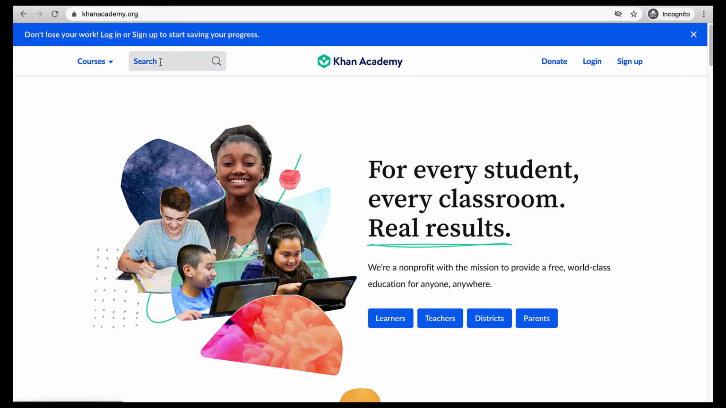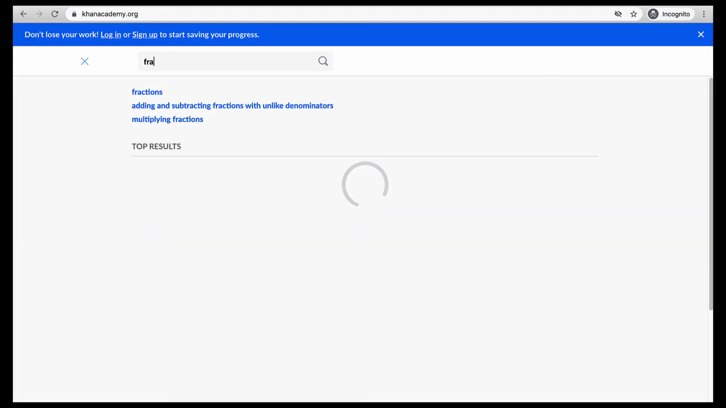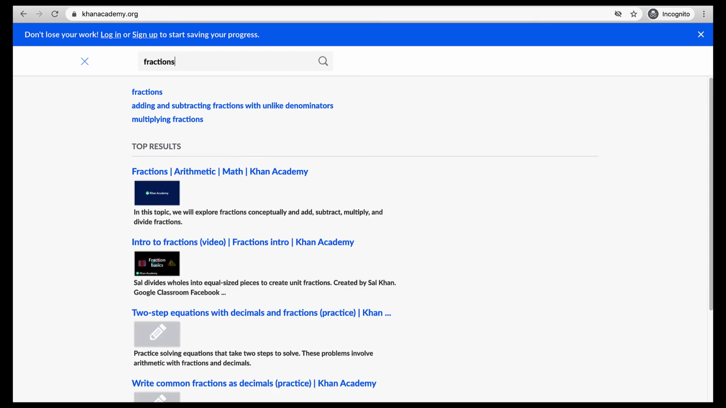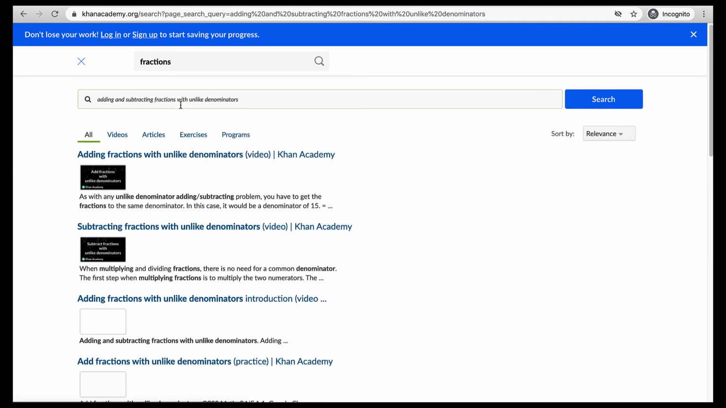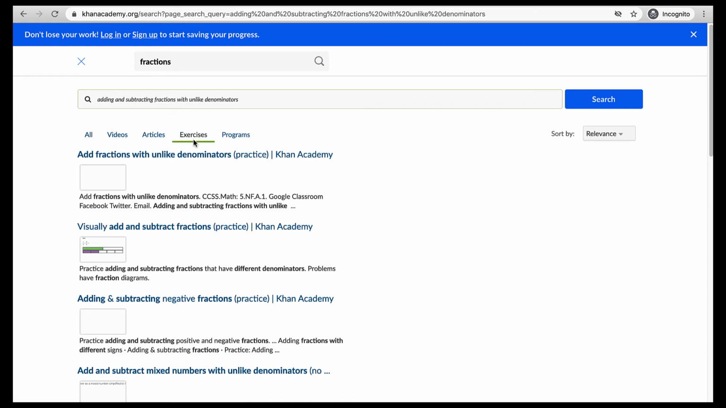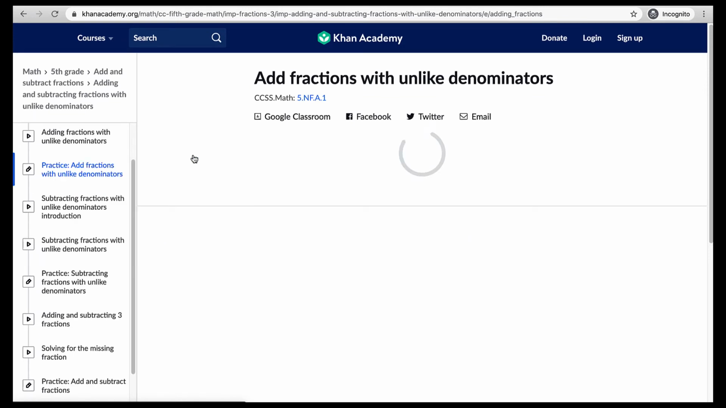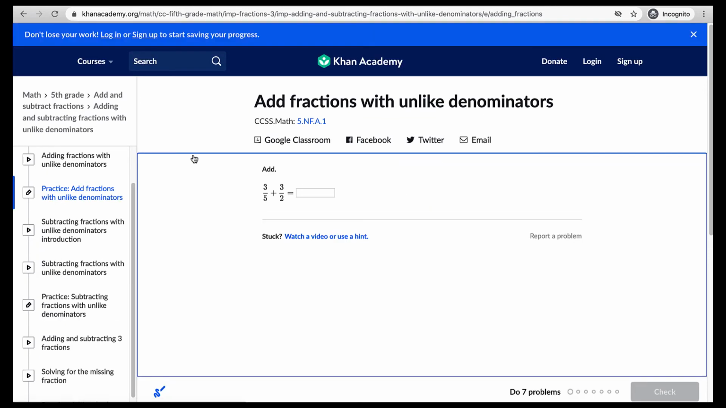At the top of Khan Academy, there is a search bar. Let's type in fractions, and we see adding and subtracting fractions with unlike denominators. And then I like to select exercises because that's where you will find the practice questions. If you look in the upper left-hand corner of the exercise, you can see its level. So this happens to be a 5th grade concept, but this is a frequently tested skill.